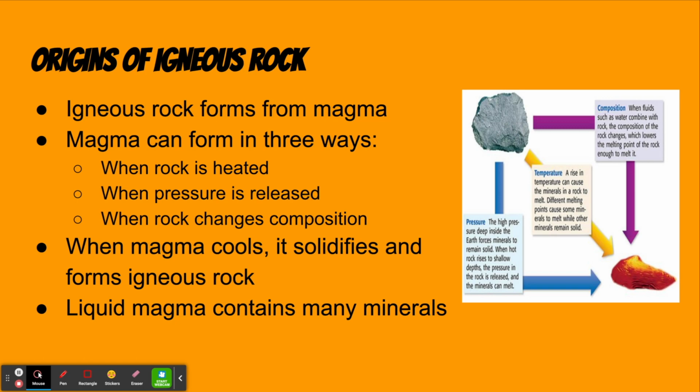And the third way is the composition. When fluids such as water combine with rock, the composition of the rock changes, which lowers the melting point of the rock enough to melt it. Those are the three ways that magma forms. When magma cools, it solidifies and forms an igneous rock. Liquid magma has many minerals mixed in it.